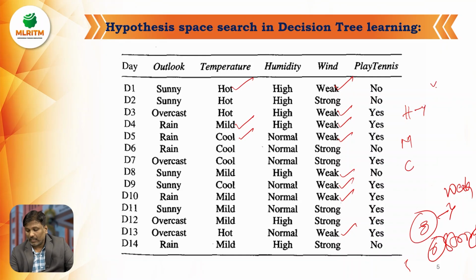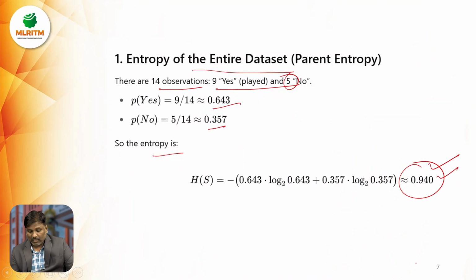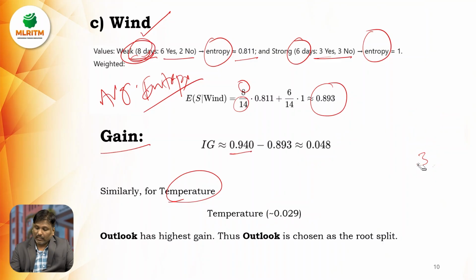Here the yes and no conditions are measured, and for yes condition P of yes, next for no condition P of no. And again after measuring these, entropy for the hot condition, entropy for mild, and entropy for cool condition. After that, average entropy, and finally the gain value. The same procedure has to be followed for the temperature, and finally I get the value 0.029.